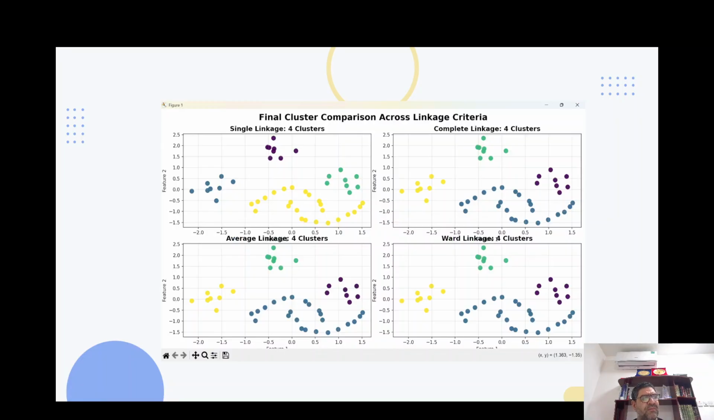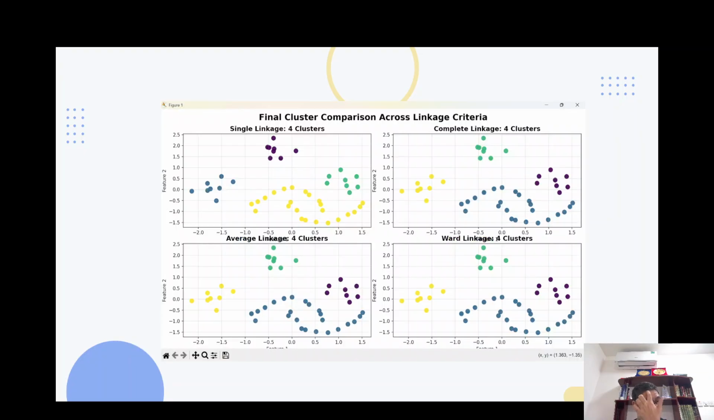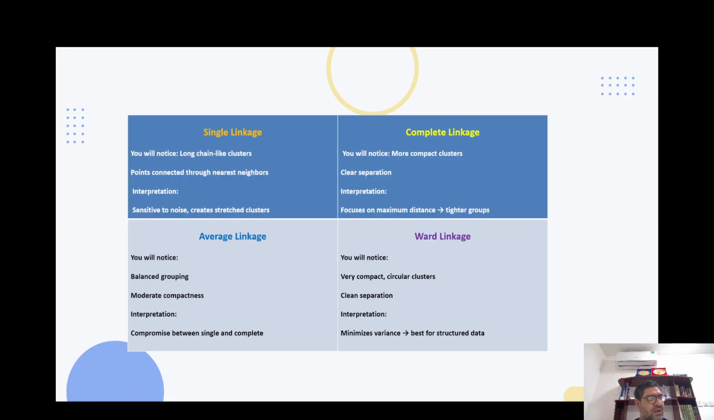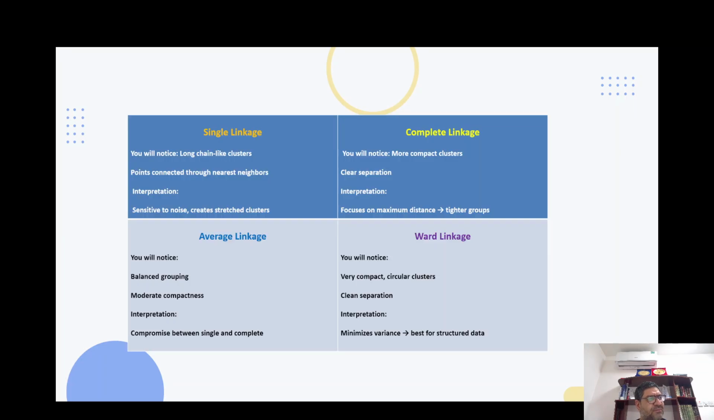This was the figure which I showcased to you, the final clustering comparison across linkage criteria, when we ran that program. It shows single, complete, average, and Ward linkage. Now a little bit of a definition of these, which I had promised in the previous part. In single linkage, you will notice long chain-like clusters, which we can see here as well. Points are connected through nearest neighbors.